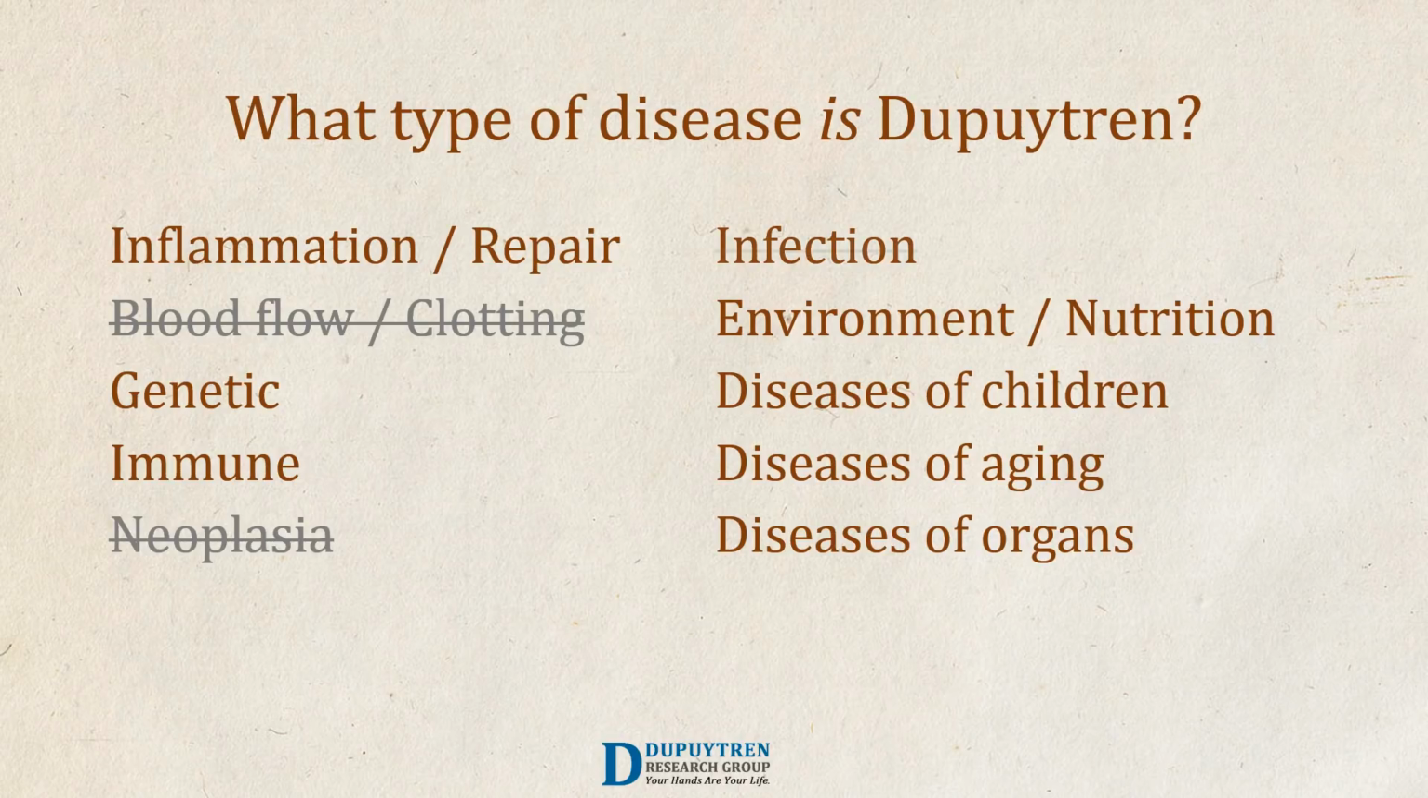There's no evidence that it's an infection. There's no evidence that it's due to environmental influences or nutritional deficiencies. It's not a disease of children. But it is a disease of aging, and it is a disease to the extent that the palm of the hand acts like an organ. It's a disease of organs. So this is a lot of territory, and it doesn't pigeonhole easily, and that's one of the reasons that it's difficult to describe Dupuytren disease, because you can't just say, oh, it's an infection, or even, oh, it's genetic, even though it is.